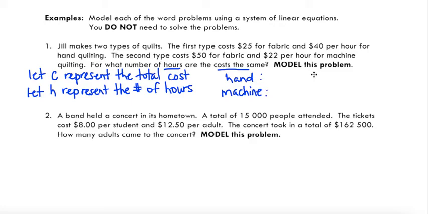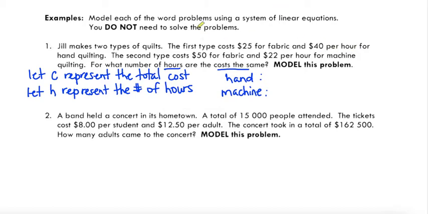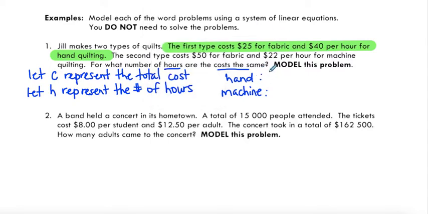So I have to come up with two equations based on these scenarios. So let's take a look at the formula for hand quilting. The first type costs $25 for fabric and $40 per hour for hand quilting. So that's my first one. So hand quilting costs $25. So the C, the total cost, is $25 for the fabric plus $40 per hour.